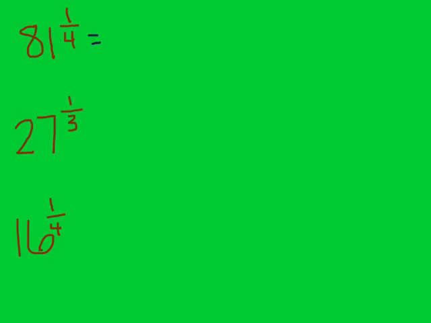3 times 3 is 9. And then 3 times 3 again would be 9. And 9 times 9 is 81. So I know that's 3 times 3 times 3 times 3. That equals 81. So my answer here would be 3.